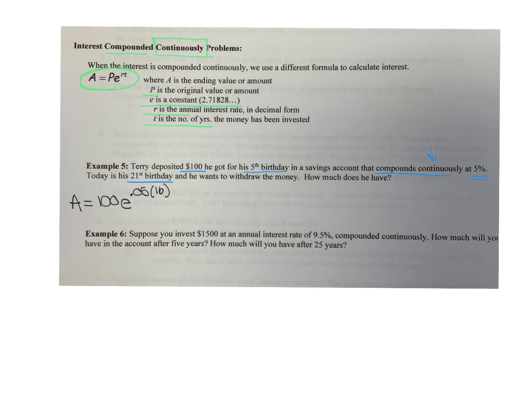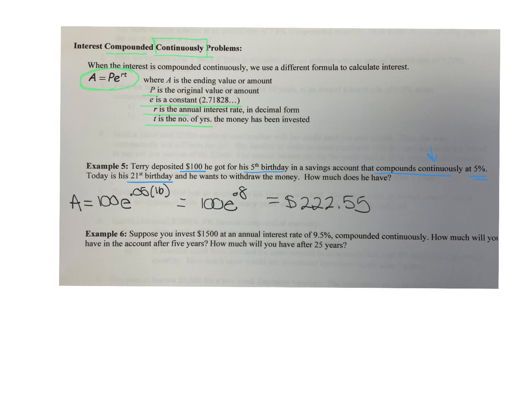Again, because you're using a scientific calculator, I would simplify as much as possible first. So do 0.05 times 16. This is going to be the same thing as 100 e to the 0.8. So in your calculator, you do e to the 0.8 first, and then multiply that times 100. And you should get that right now he has $222.55.